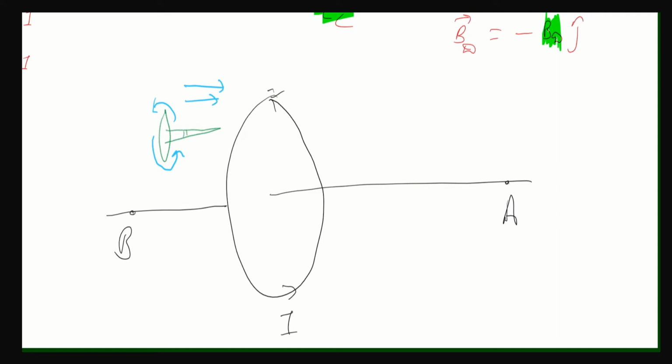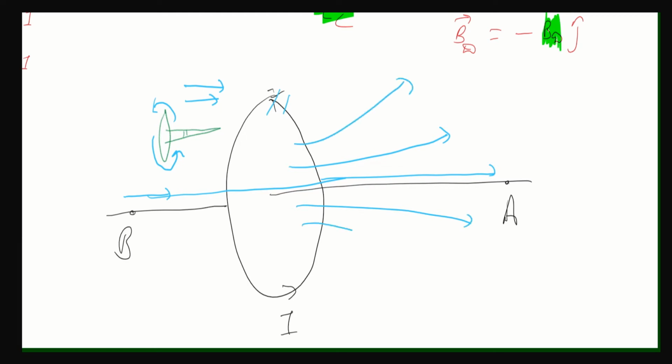So the magnetic field of this ring at point A is going like this. At point B, it is going like this. But even if you consider a small part of the ring, it will have its own magnetic field, so it's not only along the axis. Overall, you have magnetic field lines going like this. See, this is the nature of magnetic field lines of a single ring.